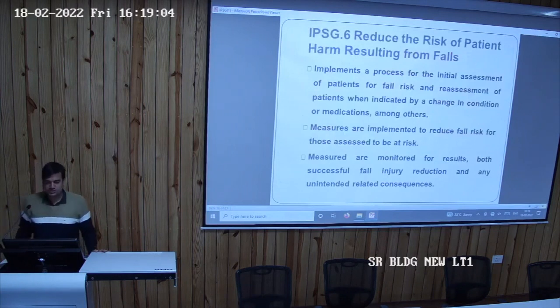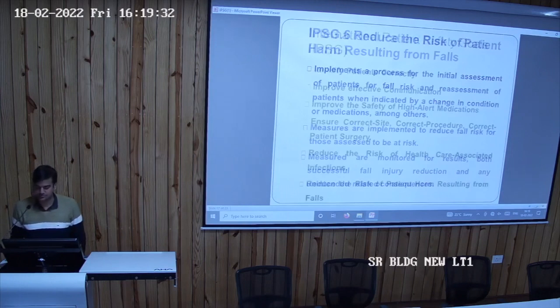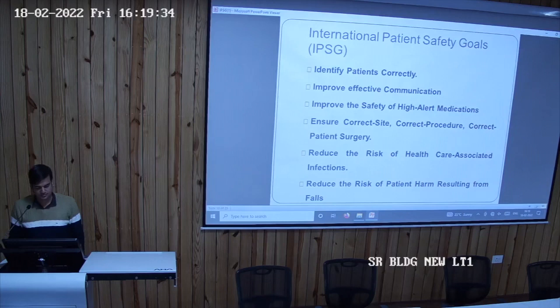One more thing, IPSG-6 is reduce the risk of patient harm resulting from falls. Implement a process for the initial assessment of patients for fall risk and the reassessment of patients when indicated by a change in condition or medication, among others. Measures are implemented to reduce fall risk for those assessed to be at risk, and measures are monitored for results, both successful fall injury reduction and any unintended related consequences. So these were the 6 international patient safety goals.